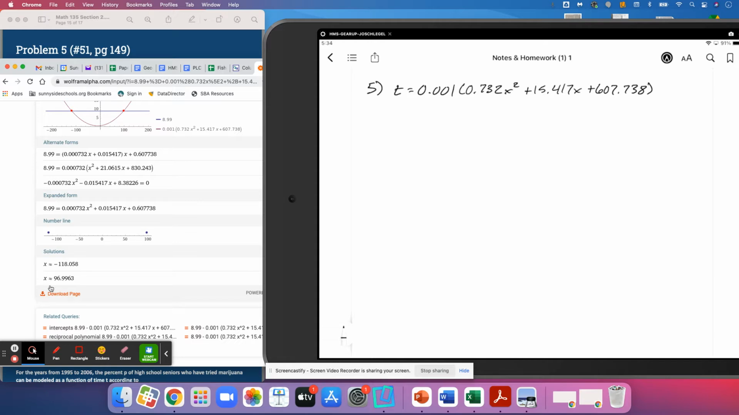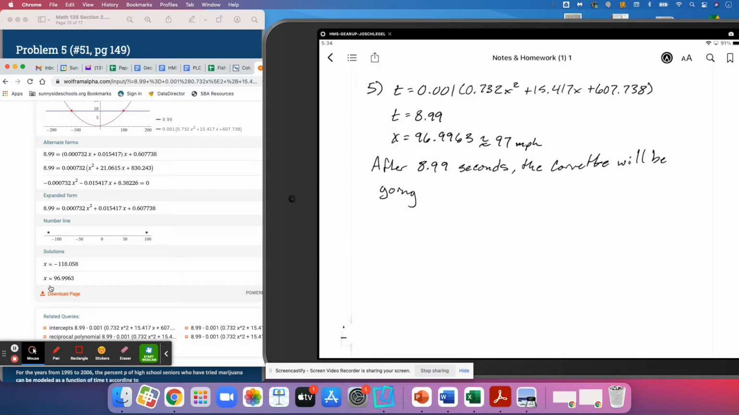We are going to see that when T is 8.99, X is equal to 96.9963. And we were asked to round our answer to the nearest mile per hour. So that is about 97 miles per hour. So after 8.99 seconds, the Corvette will be going 97 miles per hour. That's pretty awesome.